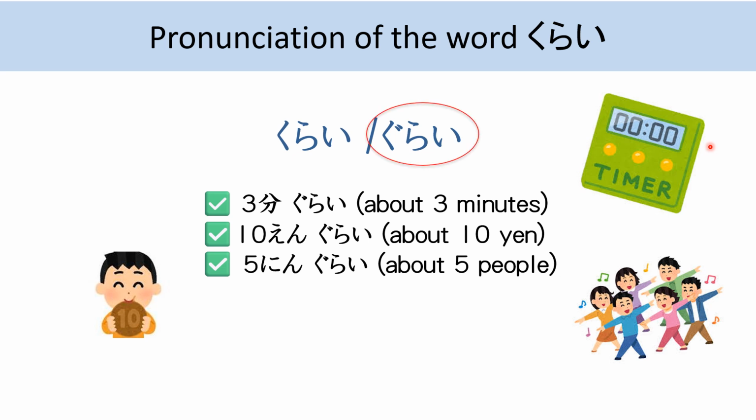However, in spoken language, gurai is more preferred because it's easier to pronounce after the preceding sound. Try comparing them yourself. 3分ぐらい versus 3分くらい. Which one feels easier to say? How about these examples about 10 yen? 10円ぐらい and 10円くらい. About 5 people, 5人ぐらい, 5人くらい. Whichever pronunciation feels more natural to you is fine to use.